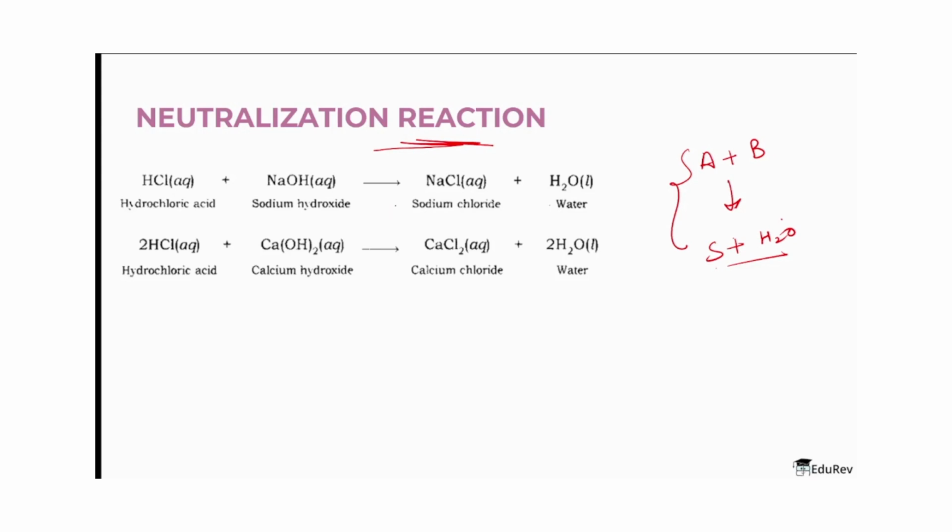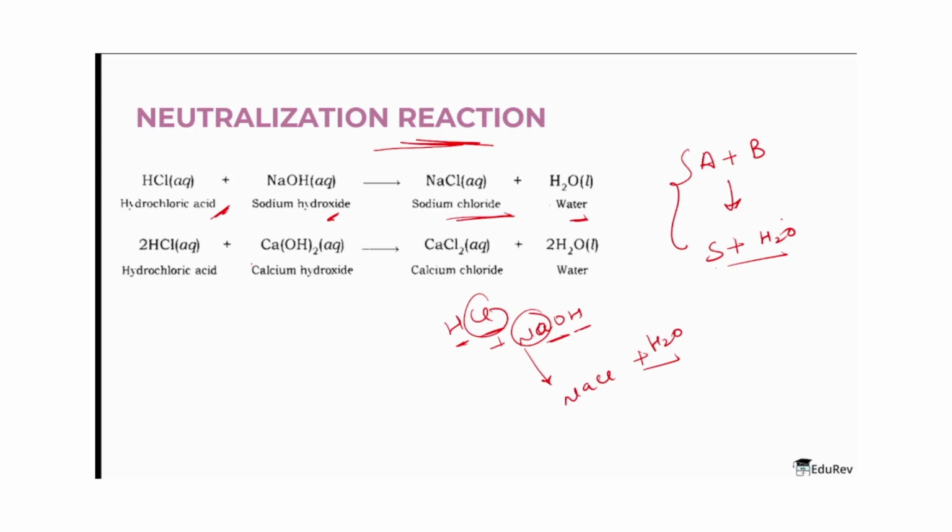Now what are the examples? The example is HCl reacting with NaOH. Whenever HCl reacts with NaOH, Na and chlorine are going to form your NaCl, that is your salt, plus OH and H are going to form what? Your water. And this is exactly what is shown here, that whenever hydrochloric acid and sodium hydroxide react, what is going to form? Your sodium chloride and water.